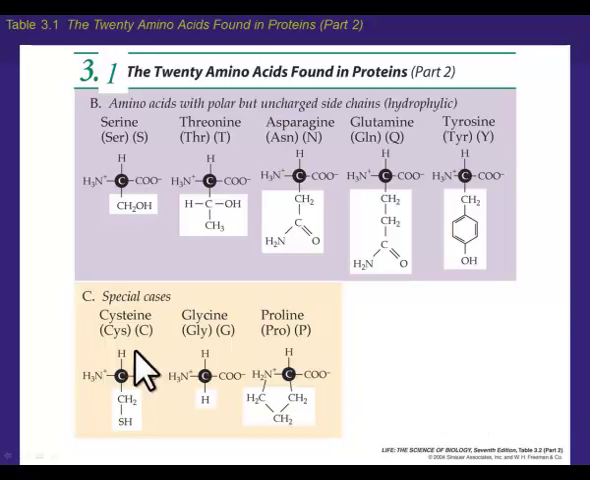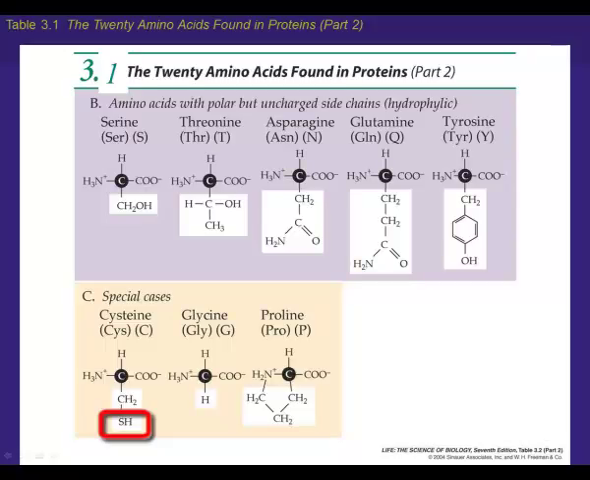There are 3 amino acids, cysteine, glycine, and proline, which do not fit neatly into any group. So they're what are referred to as the special cases. Cysteine is special because of the presence of what's called a sulfhydryl group.